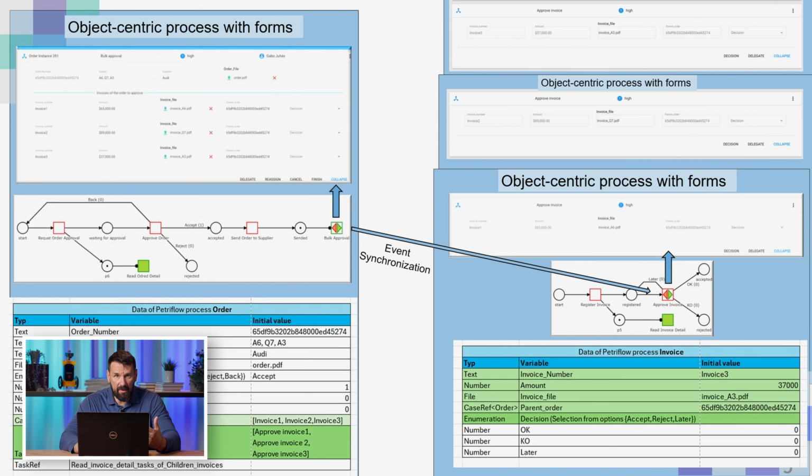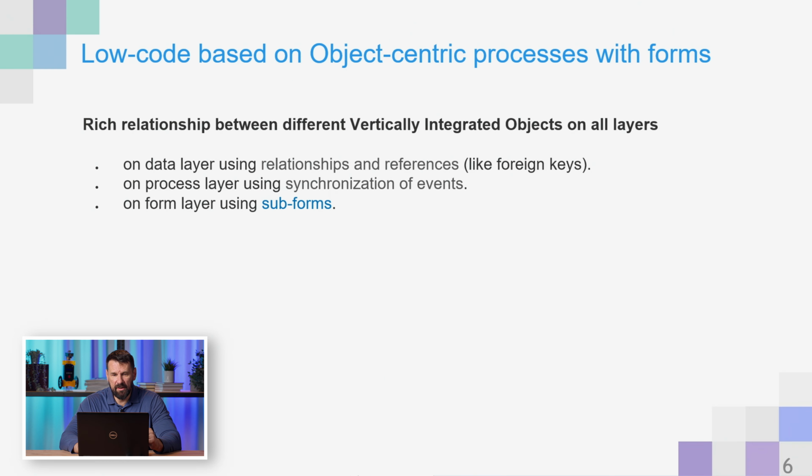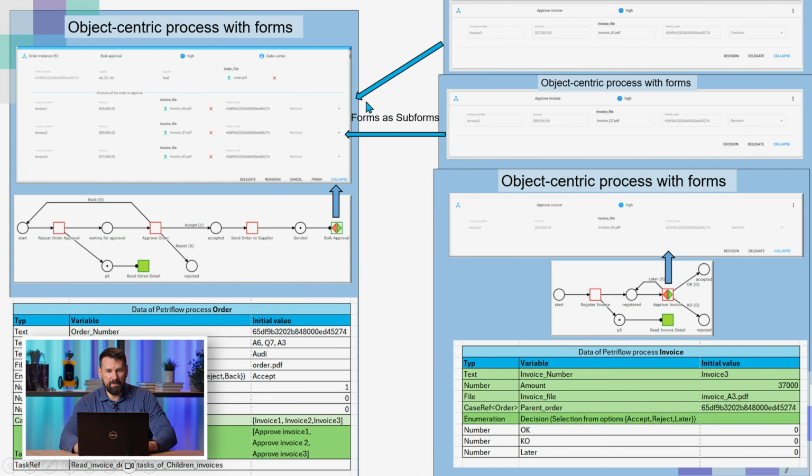Okay, so we can have event synchronization. And the third thing that we were talking about is using forms as subforms. For example, I could have here a form which is actually created from a part of my own data, and then some references to forms of different objects as subforms.